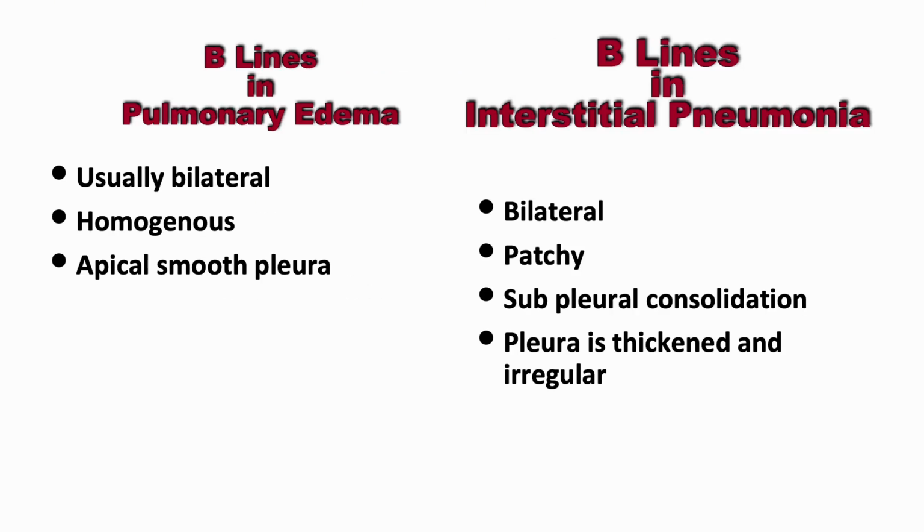Differentiating B lines in pulmonary edema from that of interstitial pneumonia, of course we are referring to the context of the patient, but generally in pulmonary edema they are usually bilateral, they are homogeneous, the pleura is smooth, while in interstitial pneumonia they are bilateral, they are patchy with the presence of other signs indicating consolidation such as subpleural hypodensities, and the pleura is thickened and irregular.